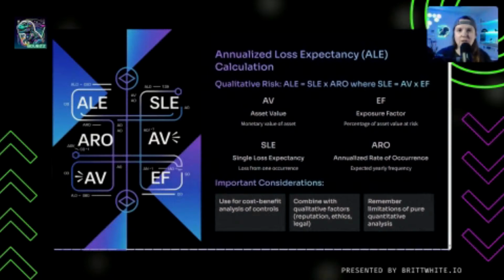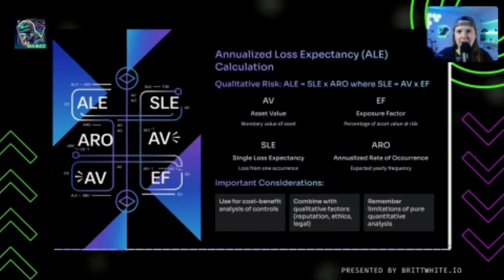Then we have the annualized rate of occurrence, or ARO, which is the estimated number of times a specific risk event is expected to occur in a single year. Now we can find the annualized loss expectancy, or ALE, by multiplying the single loss expectancy and annualized rate of occurrence together. This provides us with the total expected financial loss from a specific risk per year.